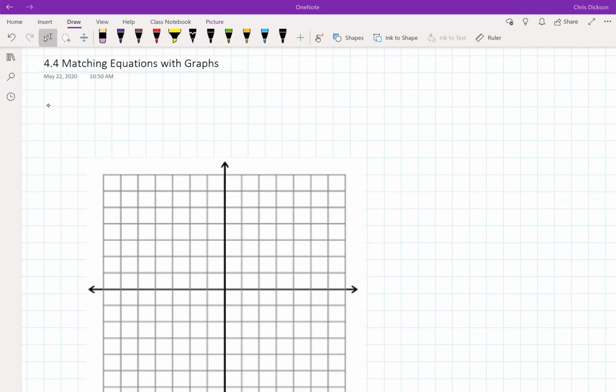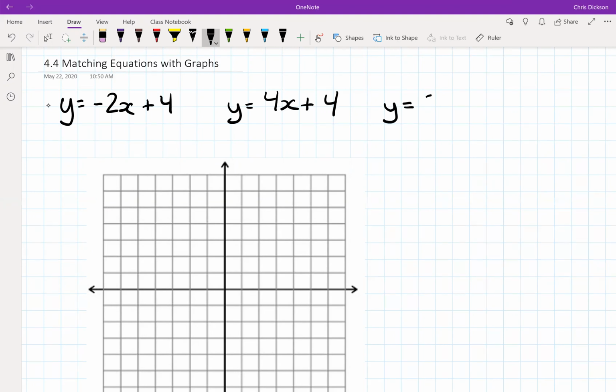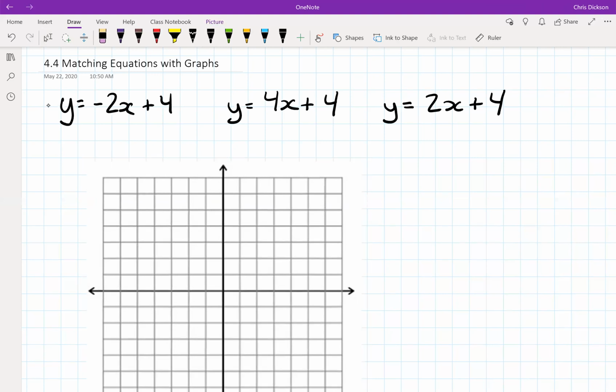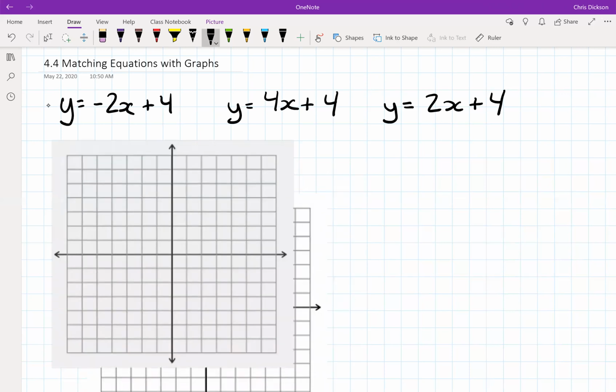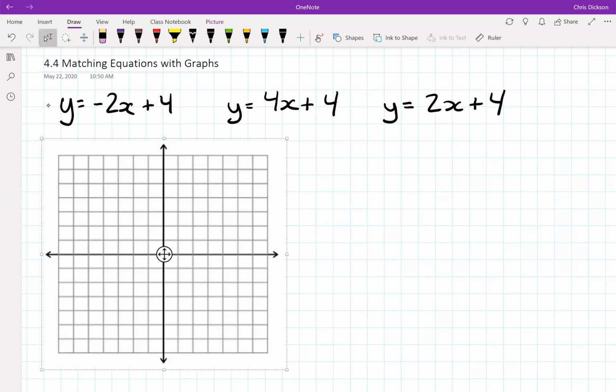Okay, so let's say you're given the following equations. y equals negative 2x plus 4, y equals 4x plus 4, and y equals 2x plus 4. Now, if you've done all the homework from the previous units, you might start to get a sense of what these lines look like just by the way I've written the equations. But maybe it's still a little bit new and it's just not quite clicking for you yet on how to draw these pictures.